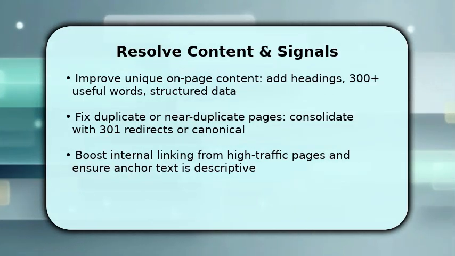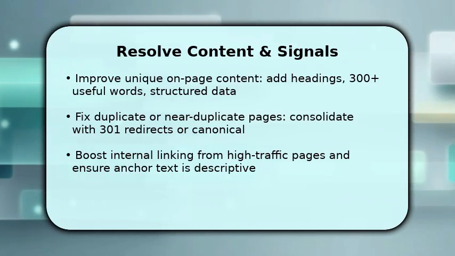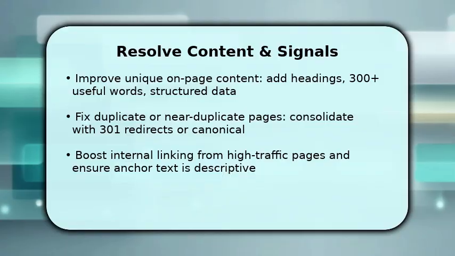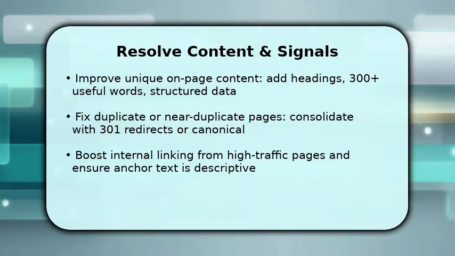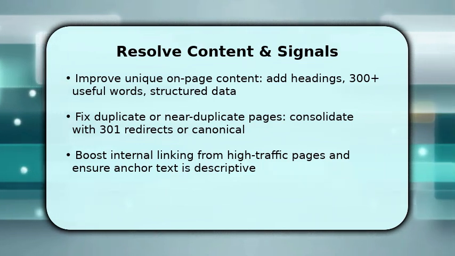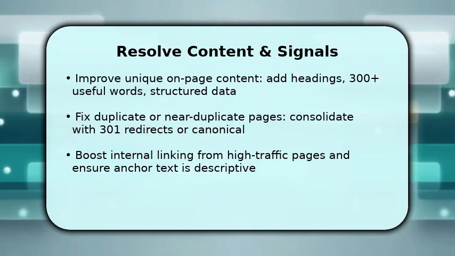If duplicate content exists, consolidate by implementing 301 redirects or setting a canonical to the preferred URL. This prevents index bloat. Also, make sure internal links point from authoritative pages with descriptive anchor text so crawlers discover and attribute value. Then request indexing after changes.